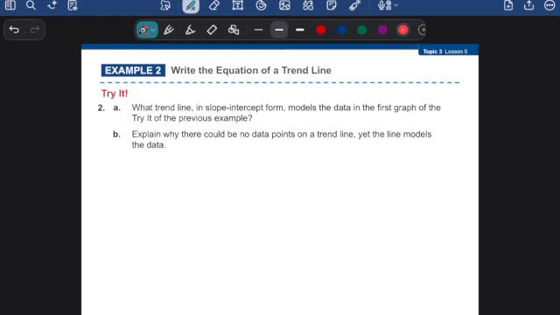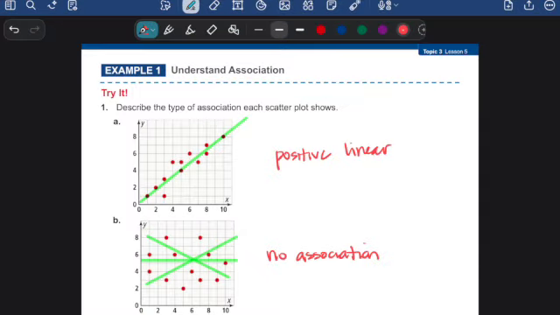Part A, what trend line in slope-intercept form models the data in the first graph of the triad of the previous example? So we're going to go back to triad number 1, part A, and looking at this trend line, we're going to try to write the equation. So let's see how well I did drawing this. I have 1, 2, 3, 4, 5, 6 points above, 1, 2, 3 below.